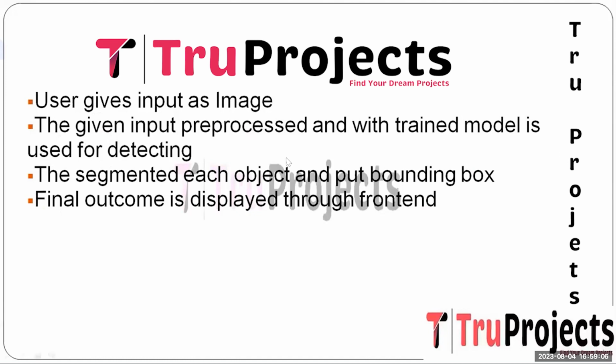And the next step is to segment each object and put the bounding box. Segment the detected shadow and object of interest, outlining them with the bounding box to visually convey the position and the shape. And the last step is the final outcome is displayed through the front end. Present the shadow detection outcome to the user through the intuitive front-end interface, providing visual feedback regarding the detected shadow and enhancing the overall understanding of the scene illumination dynamics.